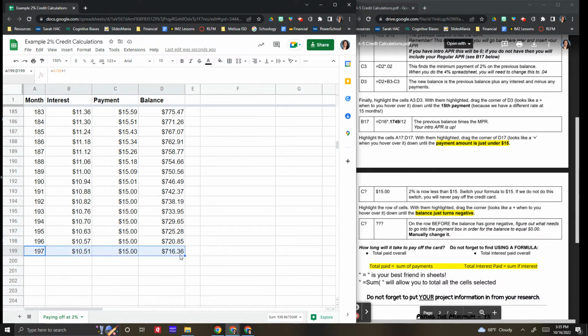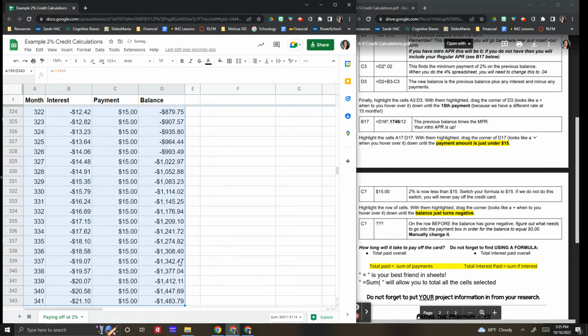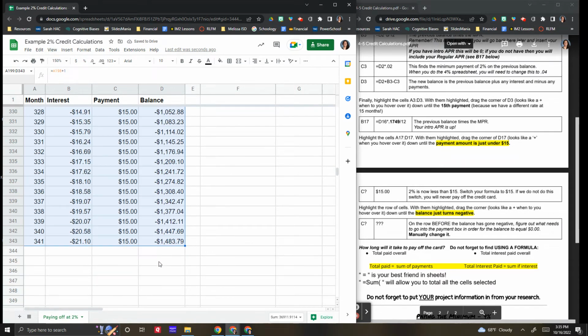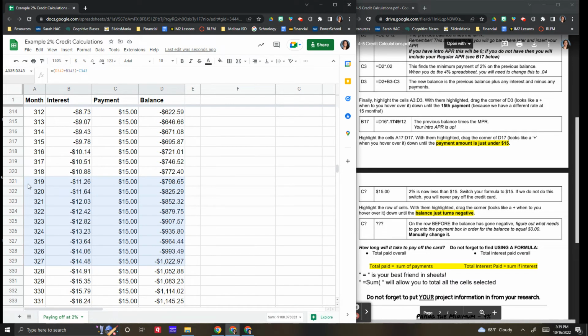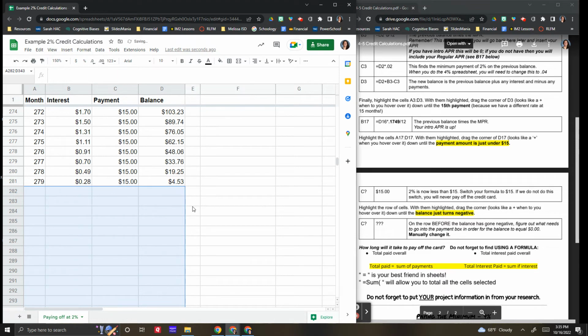So highlight the row, unclick, go to the blue square cross, continue to drag that down. And if you think you're dragging for a long time, you probably are. Notice I went a little too far. I went into the negative. So I'm going to highlight these ones and I'm going to go ahead and delete them. So I want to go until my first negative one. I'm going to delete all of those. Okay. So on the row before the balance goes negative, delete those.